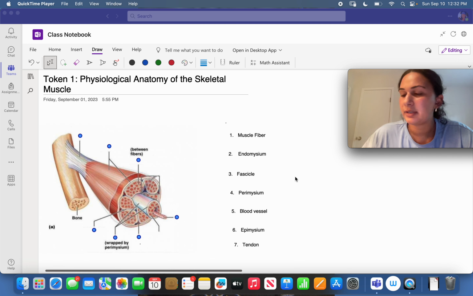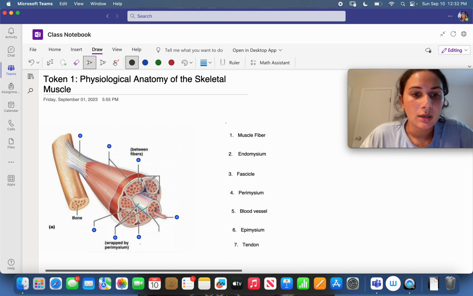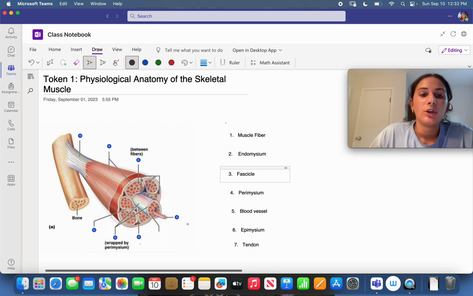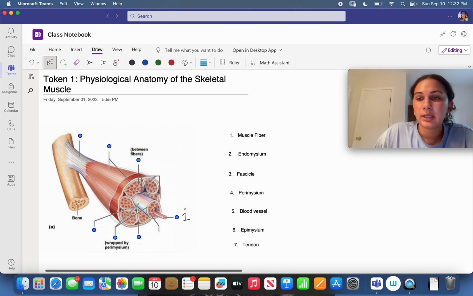Today I'm going to be going over the physiological anatomy of the skeletal muscle. I'm going to be numbering the diagram with the corresponding numbers to the right. So first I'm going to start with the muscle fiber. The muscle fiber is a multinucleated cylindrical muscle cell. And these individual muscle fibers are going to be separated by the endomysium, which is here, number 2.